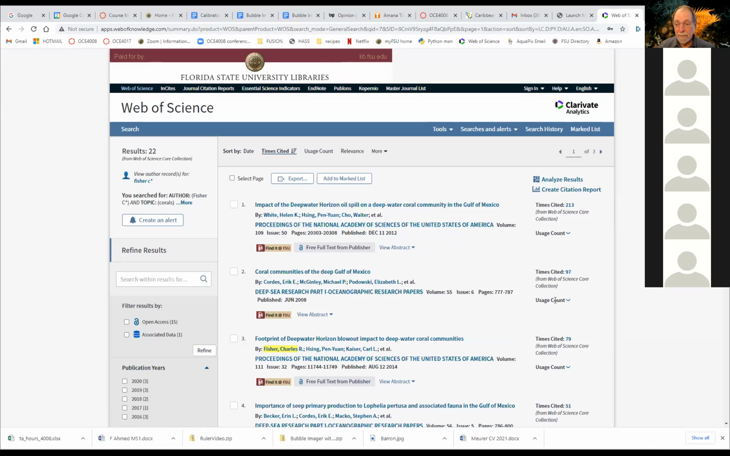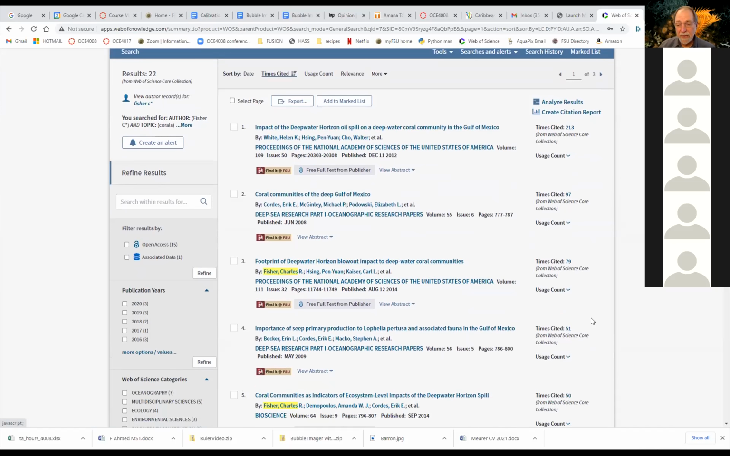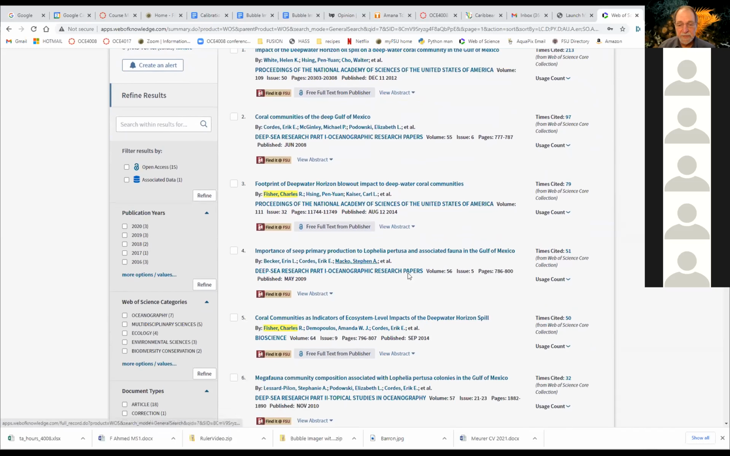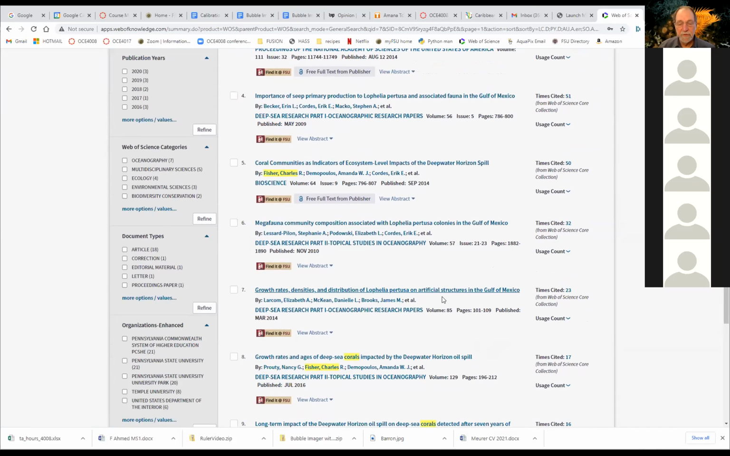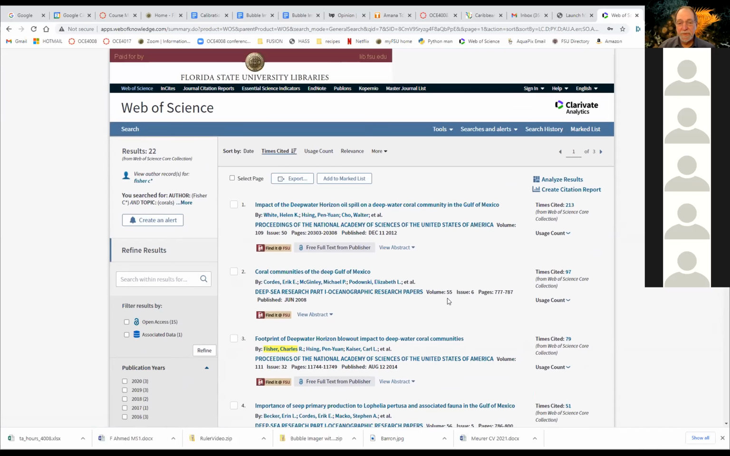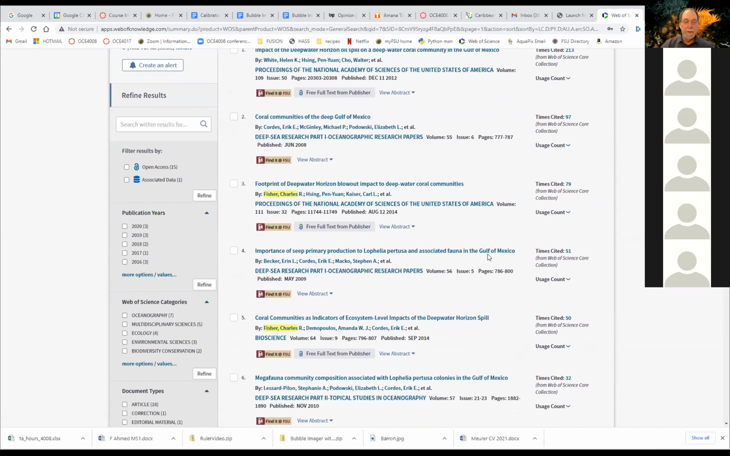213 citations is exceptionally high for a particular paper. And so this paper proved valuable to many other authors. The next most highly cited paper by Charles Fisher, including Charles Fisher as an author, is Coral Communities of the Deep Gulf of Mexico. The first author here was Eric Cordes, who happens to be Charles Fisher's former graduate student. Okay, and then we get down to Footprint of Deepwater Horizon Blowout Impact on Deepwater Corals, cited 79 times, and so forth. Fewer and fewer citations. Okay, so those are some tools that you have for evaluating these things.